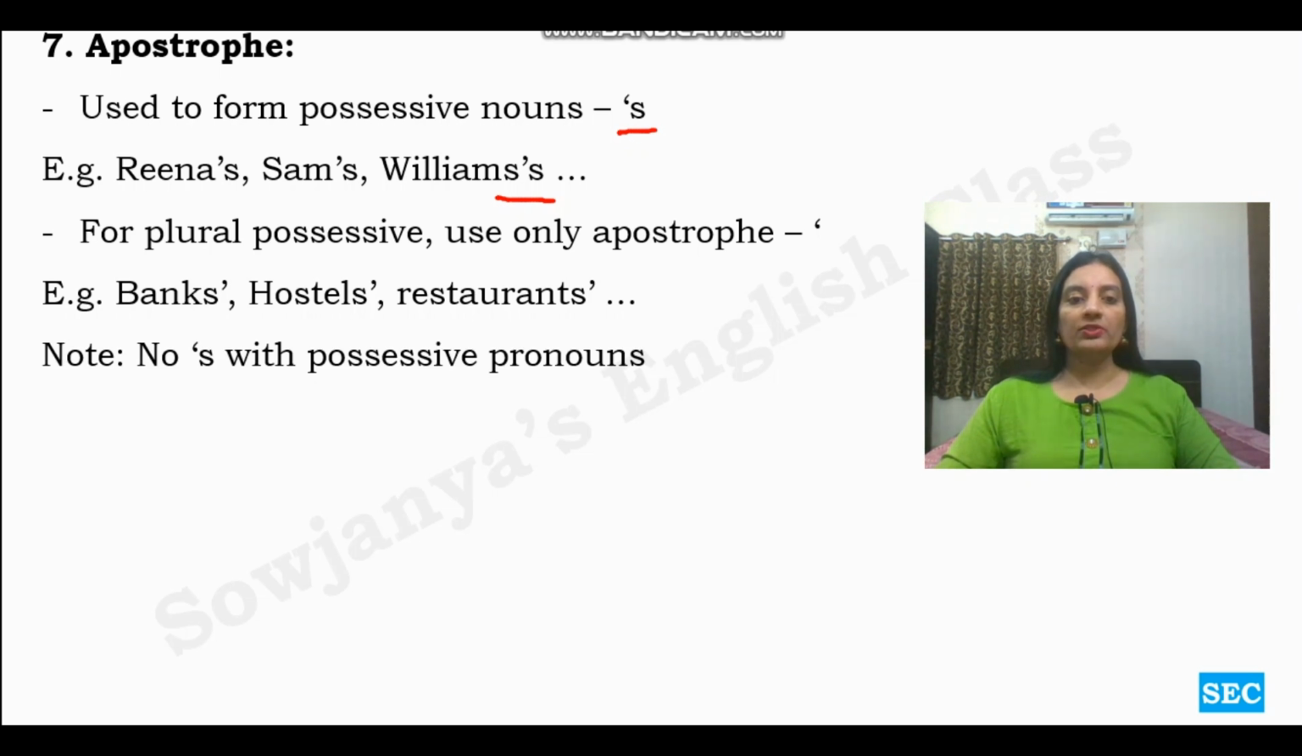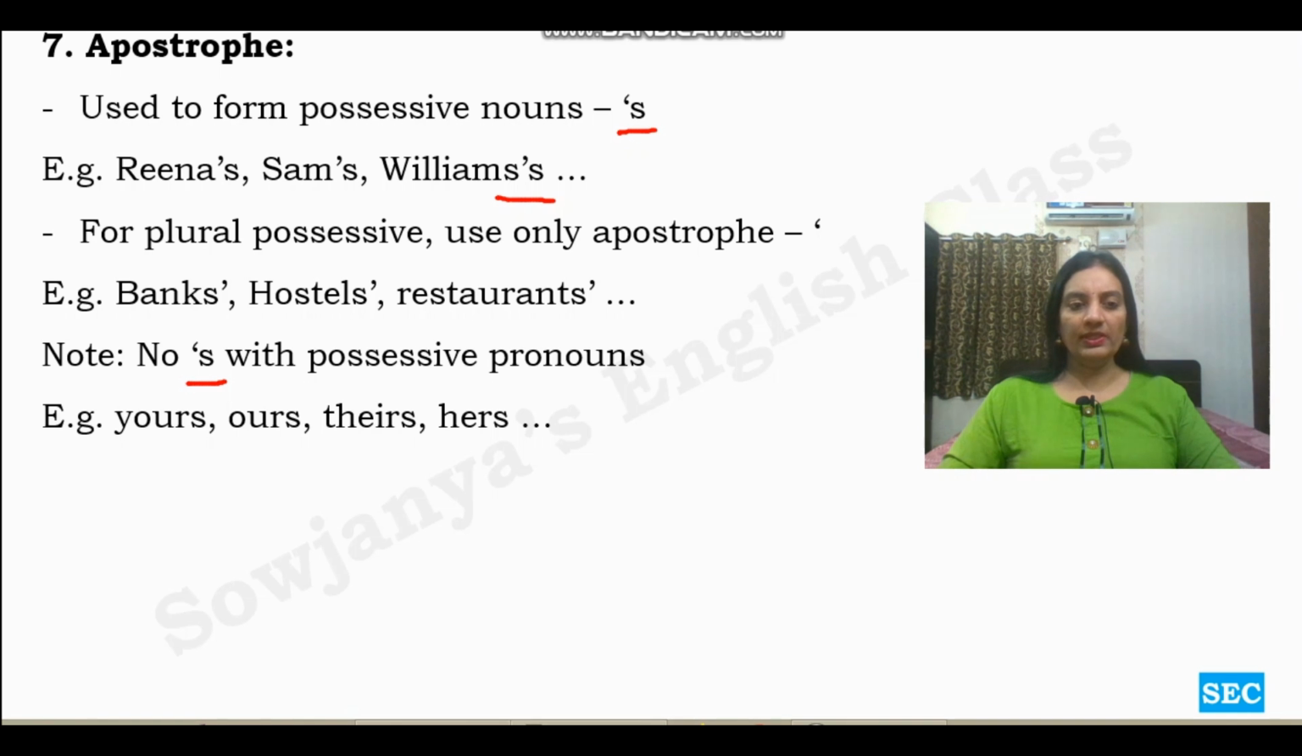Note, no apostrophe S with possessive pronouns. Many students make this mistake. Look at the examples: yours, ours, theirs, hers. Many students make mistakes with this particular word, theirs. It is their favorite word. They always use it with an apostrophe, which is really wrong. We are not supposed to use apostrophe S with possessive pronouns.